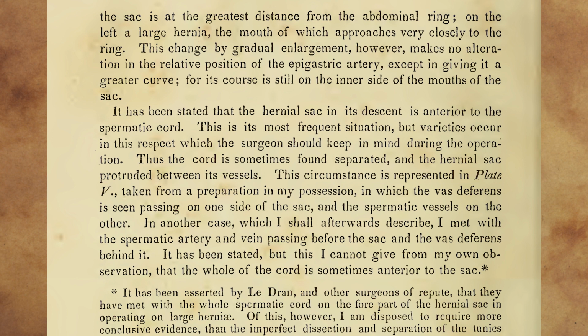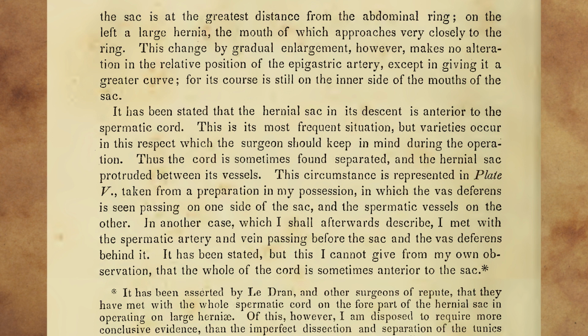the operation. Thus, the cord is sometimes found separated, and the hernial sac protruded between its vessels. This circumstance is represented in Plate 5, taken from a preparation in my possession, in which the vas deferens is seen passing on one side of the sac, and the spermatic vessels on the other. In another case, which I shall afterwards describe, I met with the spermatic artery and vein passing before the sac, and the vas deferens behind it.